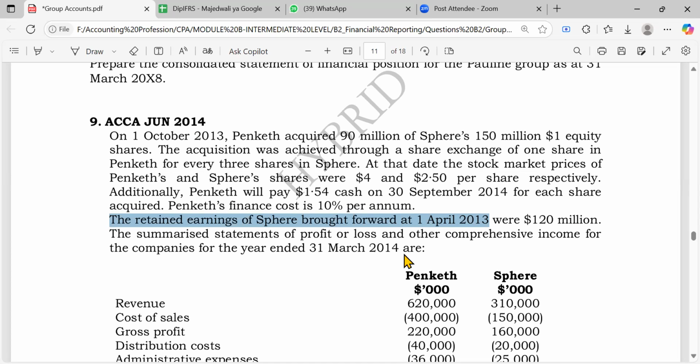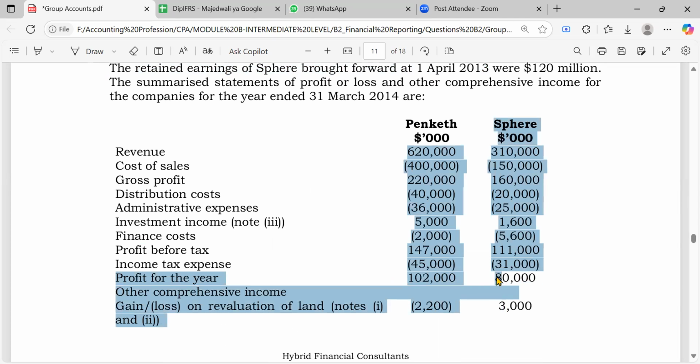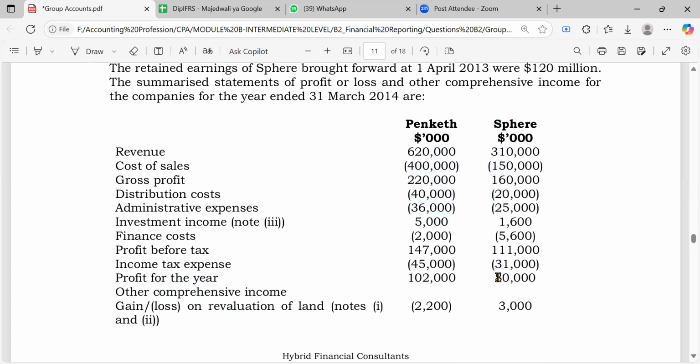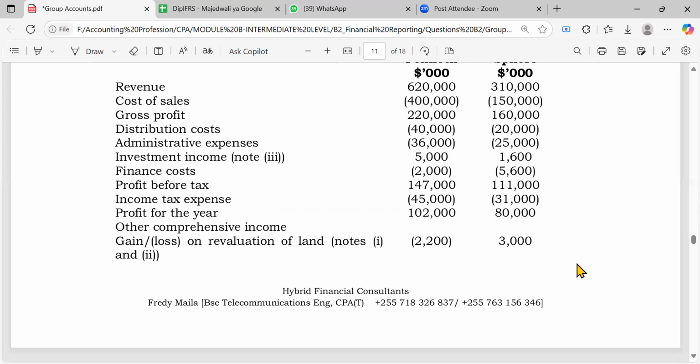If we have this at 1st April, the income statement also has the profit. Here we have the profit for the year, and it's 80. And look, from the start of the year to the date of acquisition, it is 6 months. So I could say 120 plus 6 over 12 times this 80.